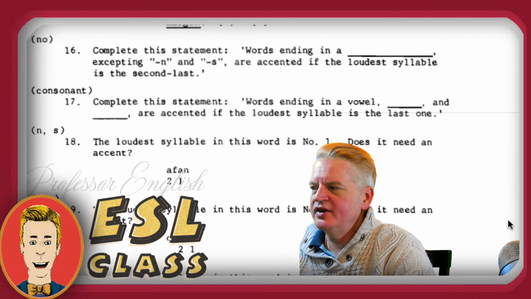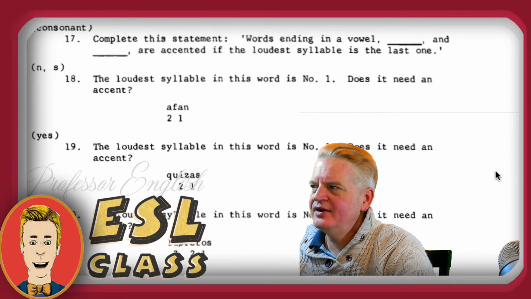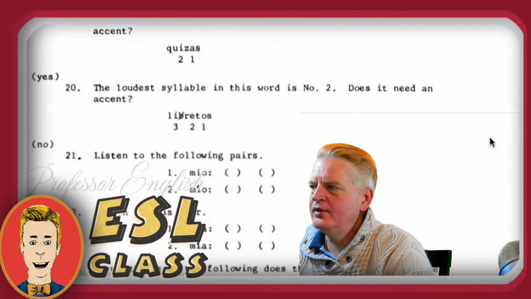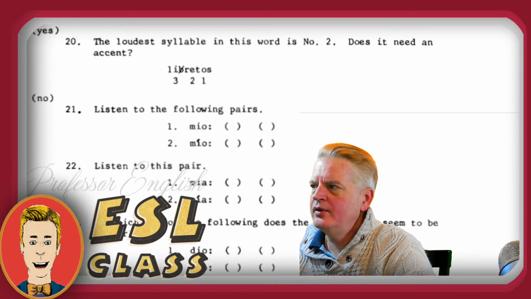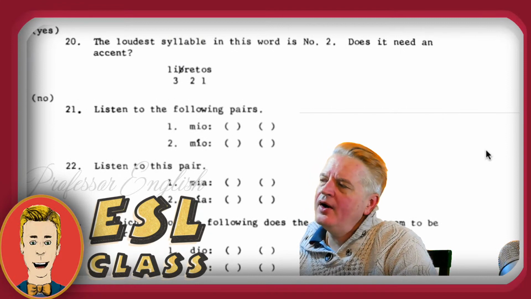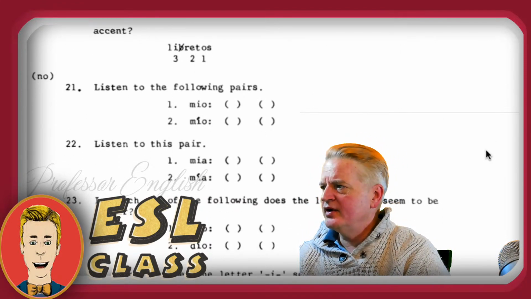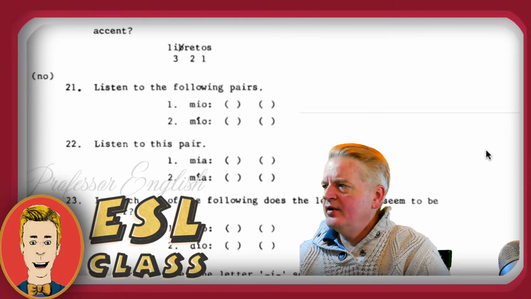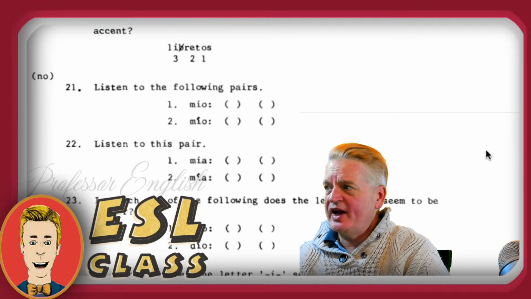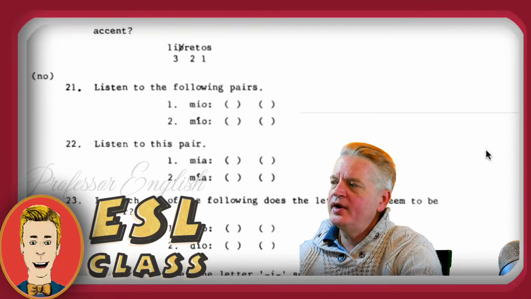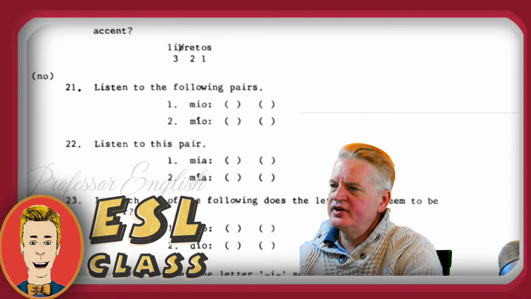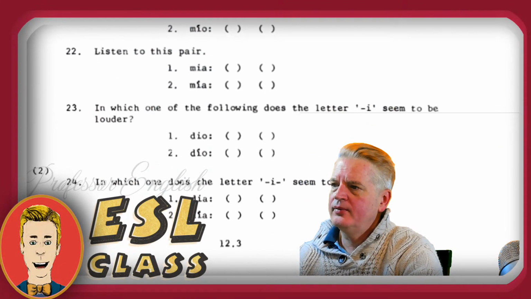That's worded strangely. 1. Mío, mío, 2. Mío. Oh, no, that's pretty interesting. 21. Listen to the following pairs. Myo. So if there's no accent mark, the pronunciation of that word is myo. But suddenly, if you have the accent mark, it's mío. Mío.